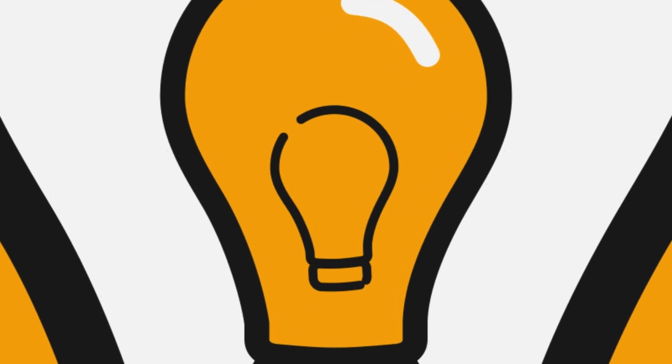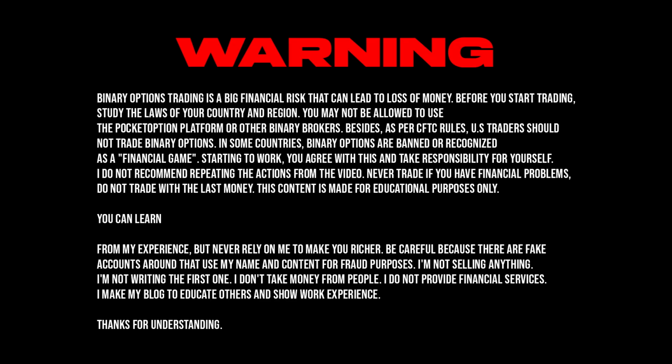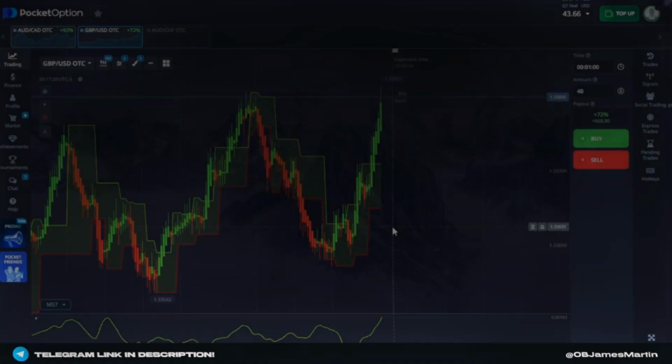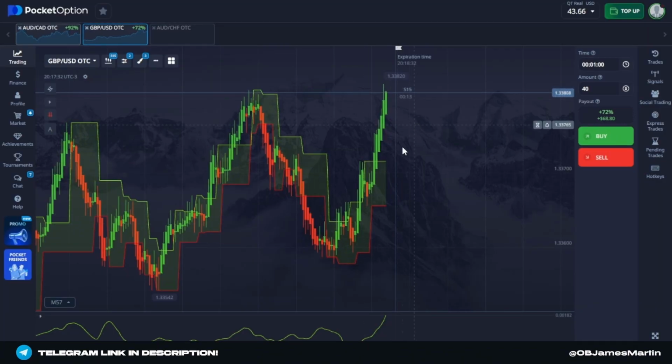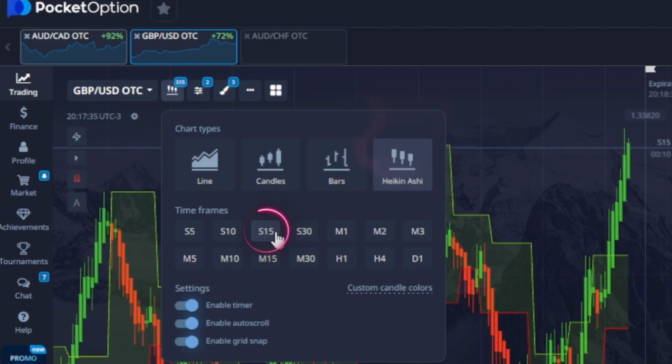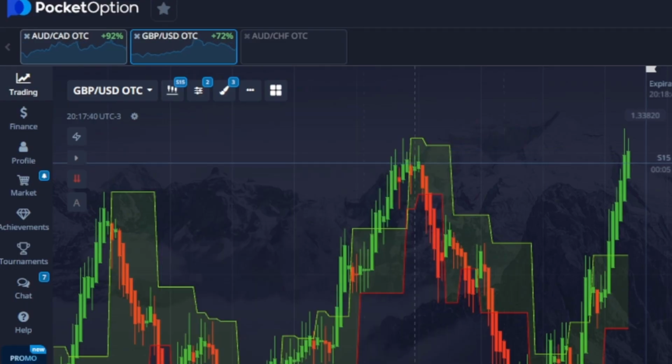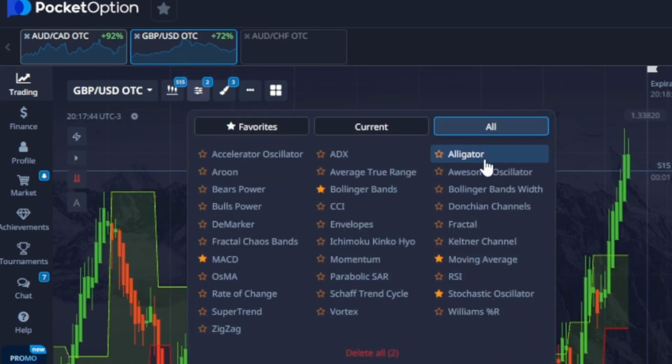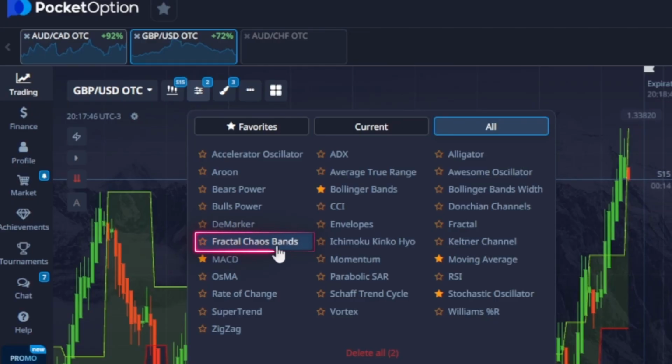We're going to use two indicators in this strategy. These are indicators you already know. One of them I haven't used much before, but we're going to combine it with this one. So, recognize the candle, 15 seconds. Regarding the indicators, I'm going to add the Fractal Chaos Band and Bollinger Bands.